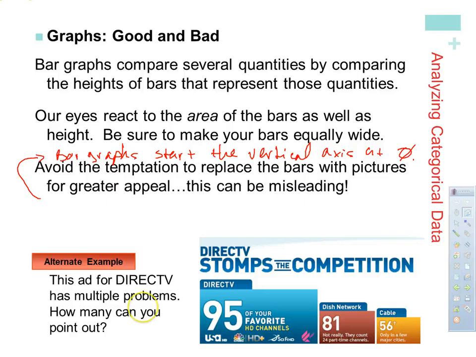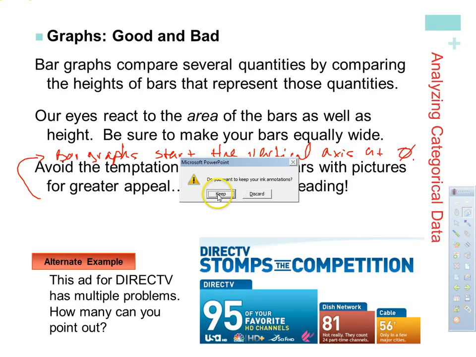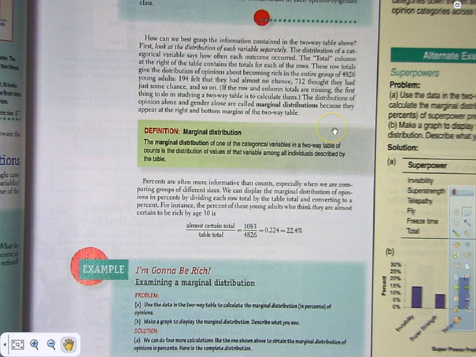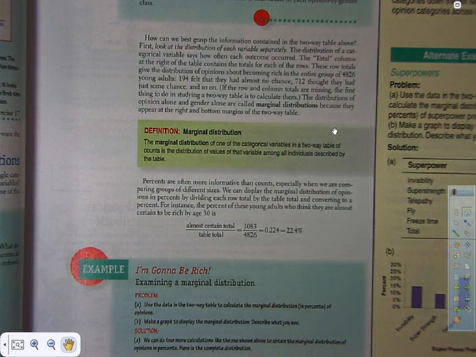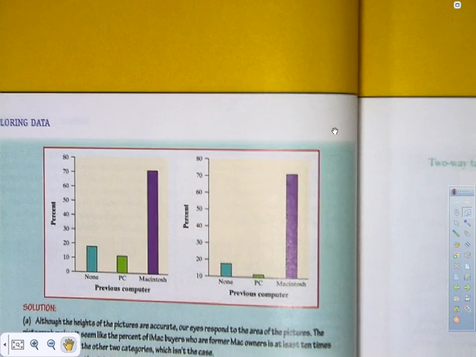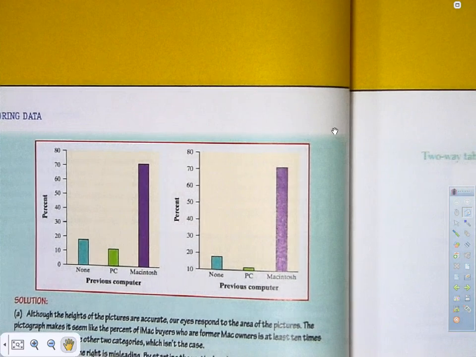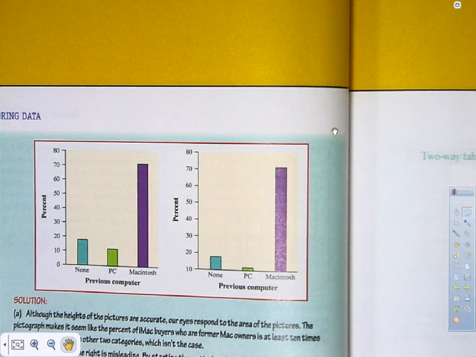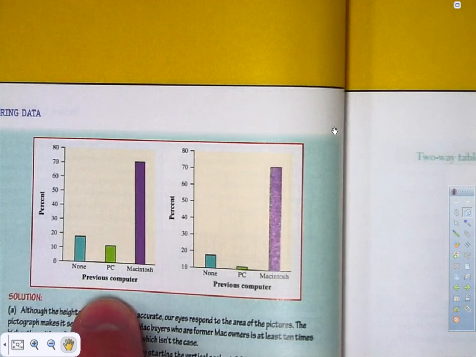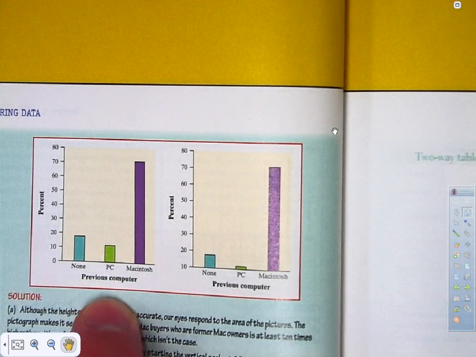I also did want to show you an example in the book of not starting the vertical axis at 0. Hopefully you've seen this already because you're reading the book. On page 12, it talks about different types of computers and the percentage that are owned by computer owners.